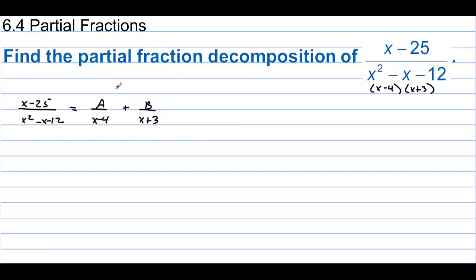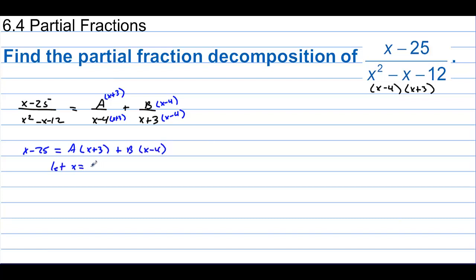Now let's get a common denominator. Let's multiply this one by (x plus 3) over (x plus 3), and we'll multiply this one by (x minus 4) over (x minus 4). Well, now that we have all common denominators, we can write x minus 25 is equal to A times (x plus 3) and then plus B times (x minus 4).